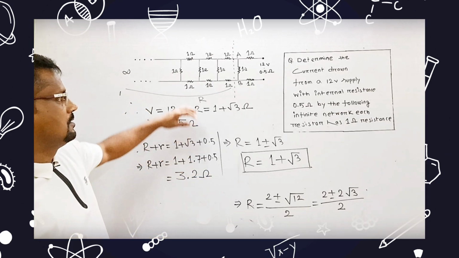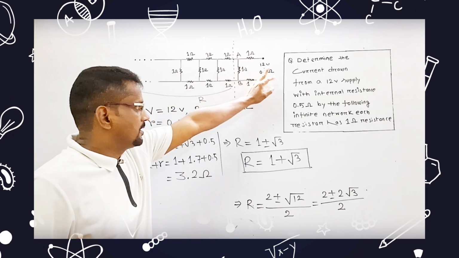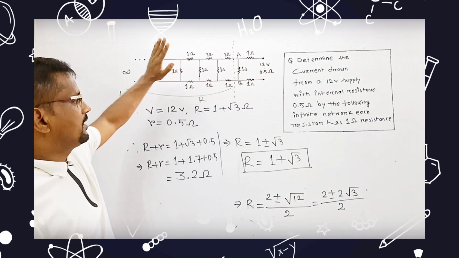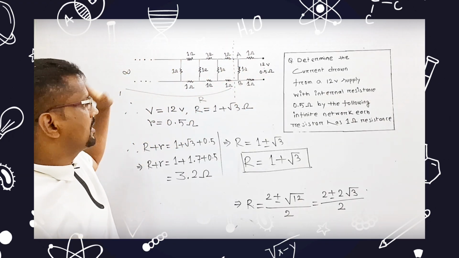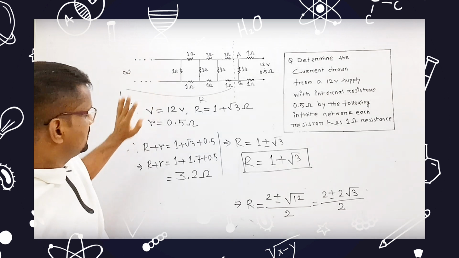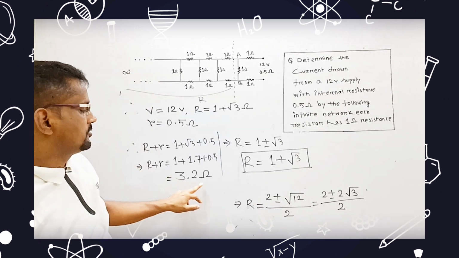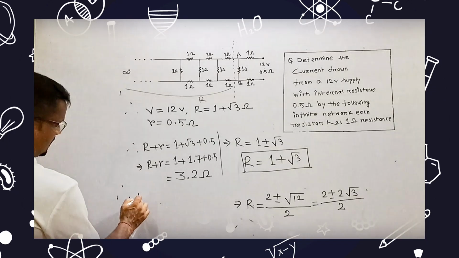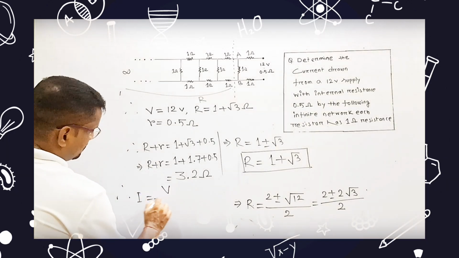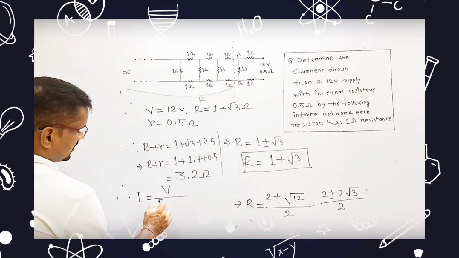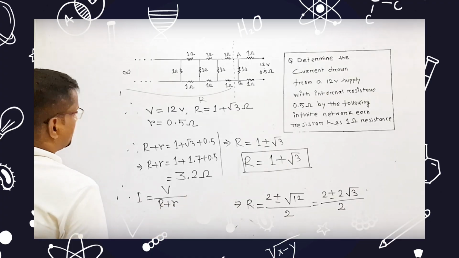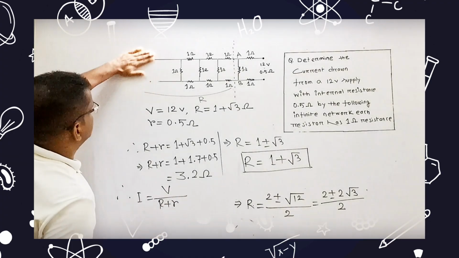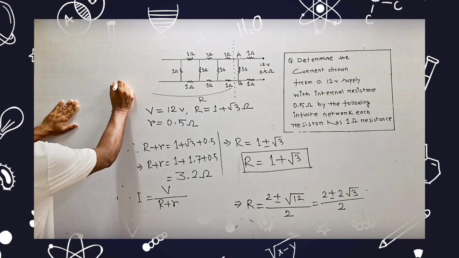That is, considering the internal resistance of the battery, now you can say the total resistance in the circuit is R plus r, that is 3.2. Then what's the current? Therefore, current I equals to, you have to go for this formula, V by R plus r. Now, V by R plus r, put the values.